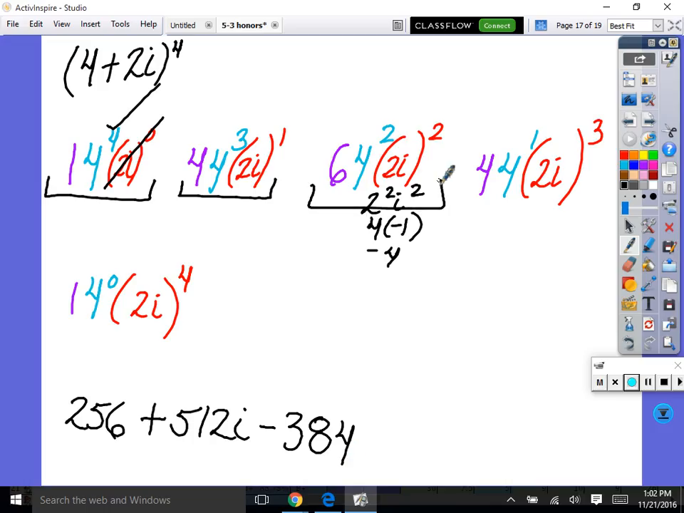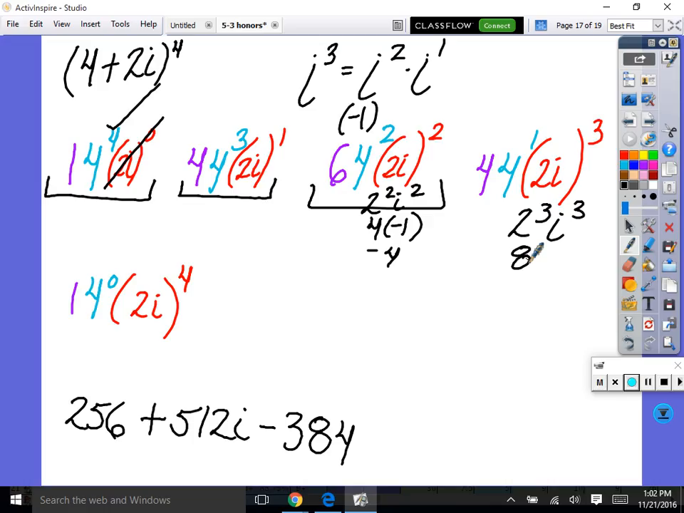Now be very careful right here. We have 2 to the 3rd, i to the 3rd. Well, you got to think i to the 3rd is the same thing as i squared times i to the 1st, yeah? So isn't that negative 1 times i? So this is really negative i. So negative 8i, right? Negative 1 times 8 is negative 8, and then we have our i. Okay, so then 4 times 4 times negative 8. Negative 128i.